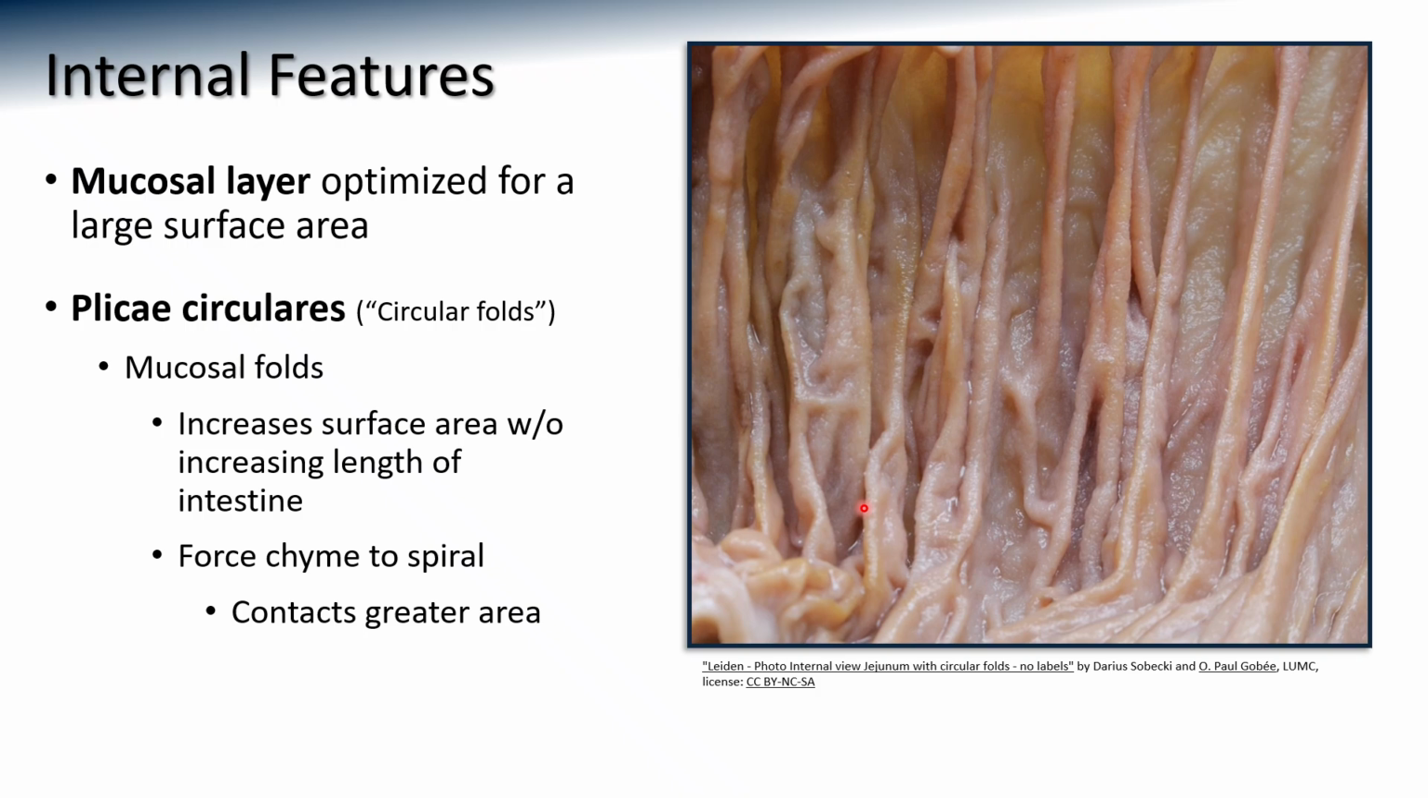And having them arranged in a circle like this not only expands the surface area of the mucosa, but it also forces the chyme passing through here to kind of spiral through the lumen, and it catches some of that chyme as it's passing through, so it's really maximizing the surface area for direct contact with that chyme, which in turn allows the lining to absorb more nutrients.